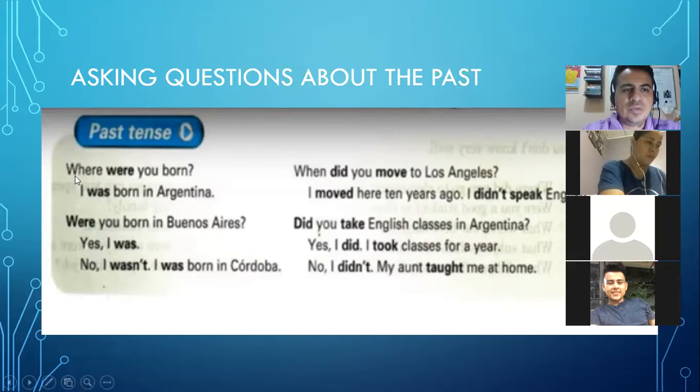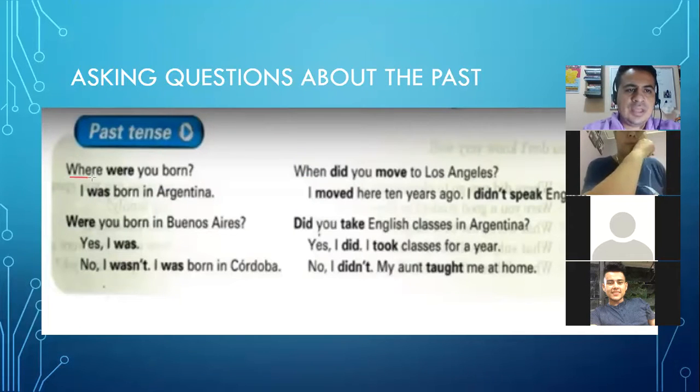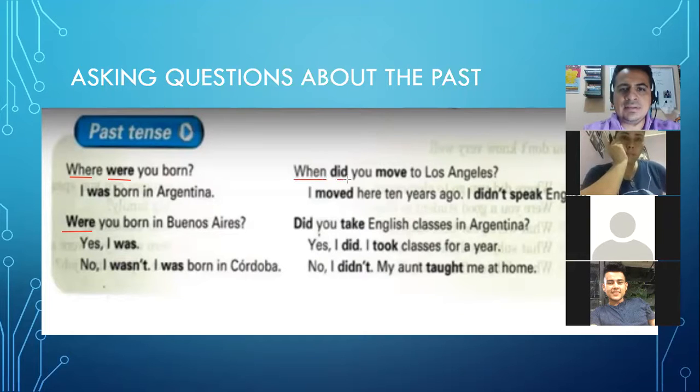For example, number one, we say, where were you born? Here we're using WH questions, right? And the verb to be. WH and the verb to be, okay? Here we have only verb to be. So this is a yes or no question and a WH question. Here we have WH question with did, past. El verbo auxiliar did. In the past. And then we have questions only with did.